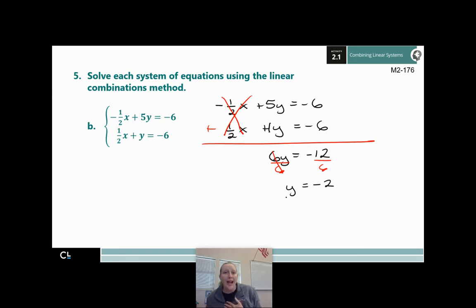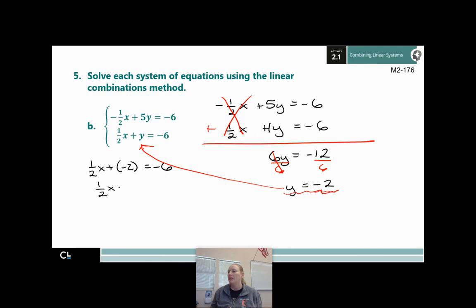Now, of course, I only have half of my answer, right? I still need to know what x is. So this is great. Like, I have y. That's great. That's wonderful. But now we need to take this y equals and substitute it in. I don't care which equation you substitute it into. It doesn't matter to me. So I'm just going to substitute it into that guy because it looks fine. So I'm going to substitute it in here. So this means I have 1/2 x plus a negative 2 equals negative 6. So I actually have 1/2 x minus 2 equals negative 6.